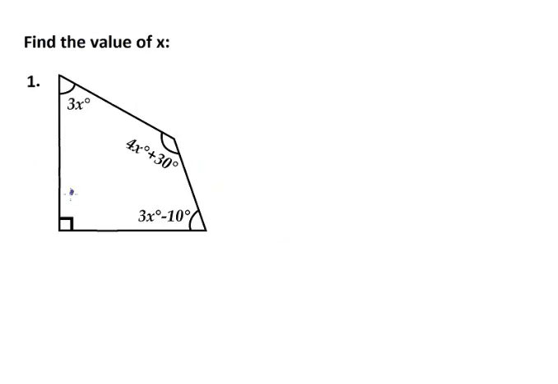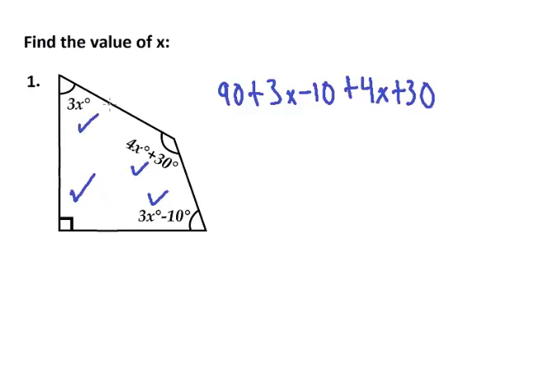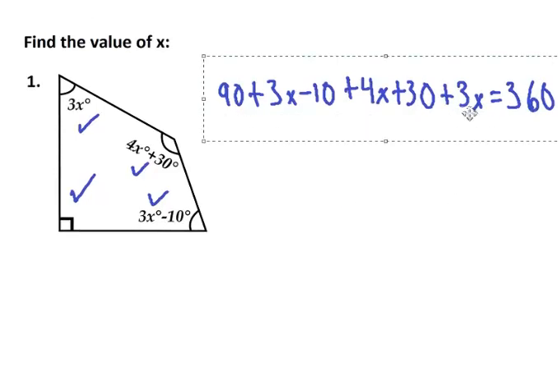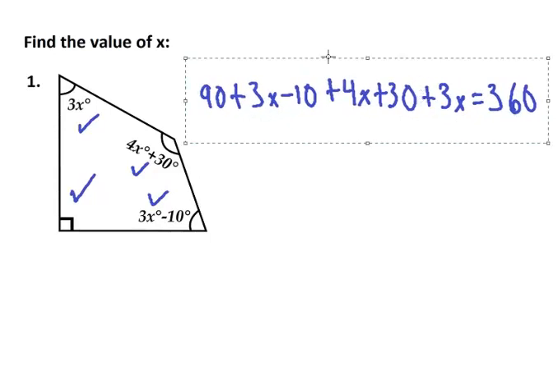So let's add them. Let's start with this one. That one will be 90 plus, now this one, 3x minus 10. Now this one, plus 4x plus 30. Now this one, plus 3x, equals 360. Okay? Why? Because we have a figure that has 4 sides. If it has 4 sides, then the sum of the internal angles is going to be 360.